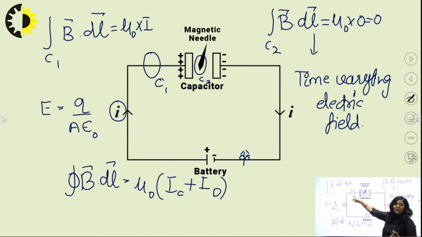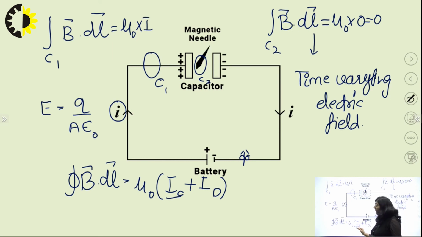The reason for current in these connecting wires is flow of charge, whereas the reason for current here is time varying electric field. So this closed line integral of magnetic field is mu naught times the total current enclosed, which is actually the combination of IC and ID. So what is the meaning of this entire modified Ampere's law? The significance of this law is that two factors can give us magnetic field. The first one is IC, and you know what IC is? IC is the flow of charge.